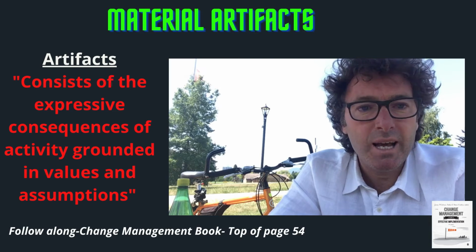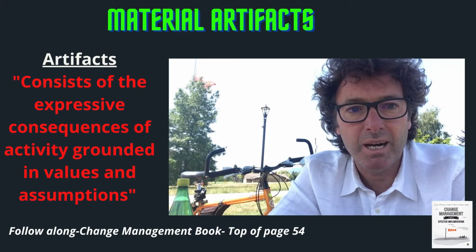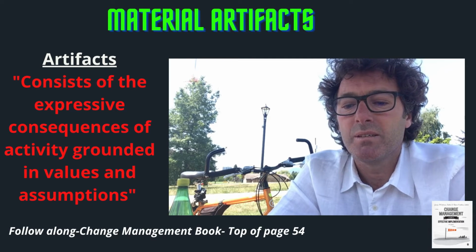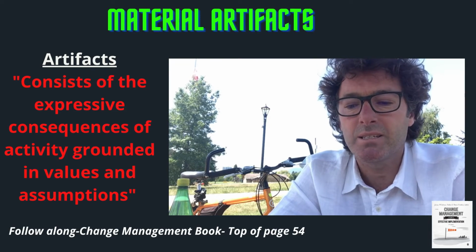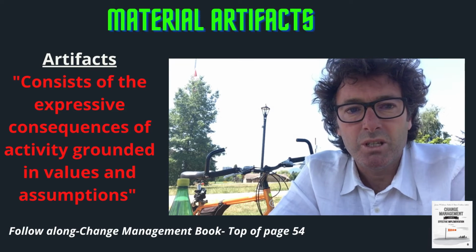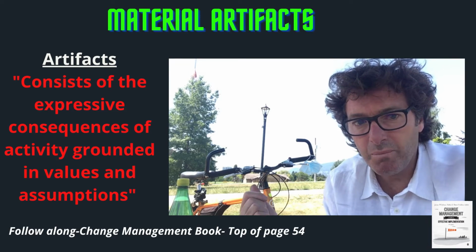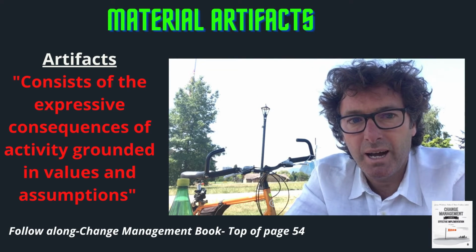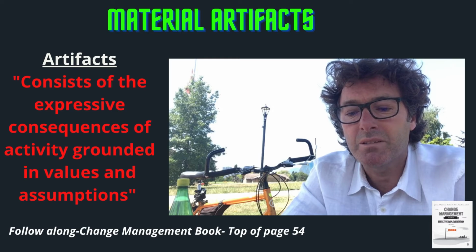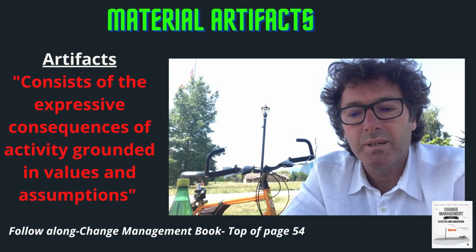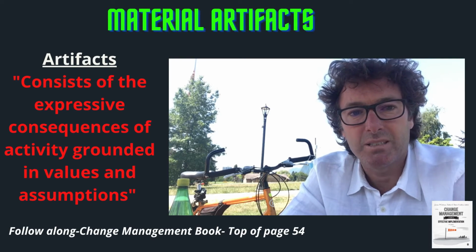So, Schein has a lovely little quote in his book regarding material artifacts and the tip of the iceberg here, and it says, "These are the expressive consequences of activity grounded in values and assumption." So I could sit here and talk to you about museums and libraries, but what I propose we do right now is to hop on my bike and we'll actually go to the outside of a museum and on the outside of a library, and we'll have a look at the surroundings there, and we'll make some assumptions, and also we'll discuss some of the conceptual artifacts that are present as well.